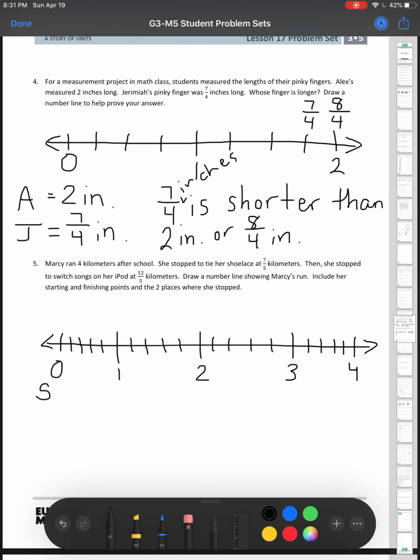Now this is the starting point, and this is the finish. So we have kilometers, don't forget to label. And we have to mark where 7/5 is. Well, 0/5 is obviously at 0. So we can start counting from there, or we can remember our 5/5 is 1 whole, and then count 2 more from there, which gives us 7/5. This is where she tied her shoelace.